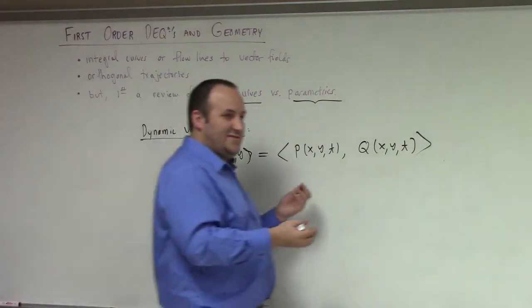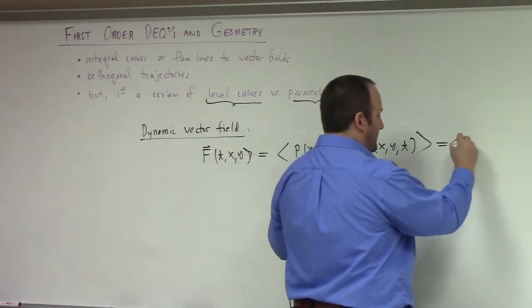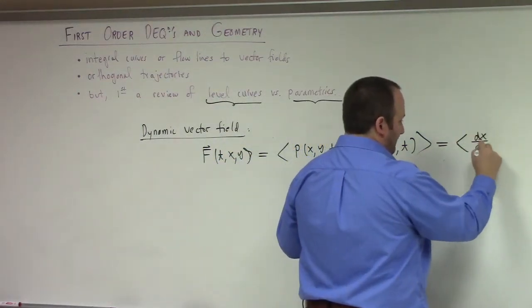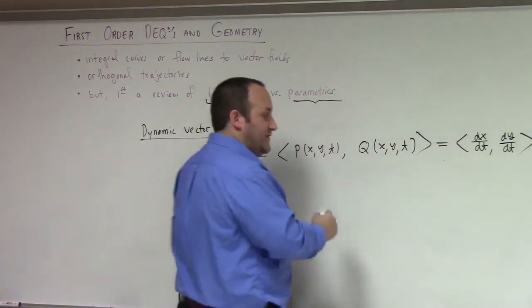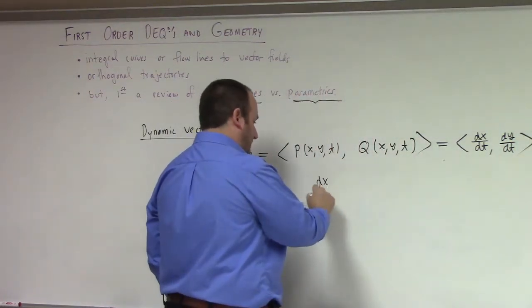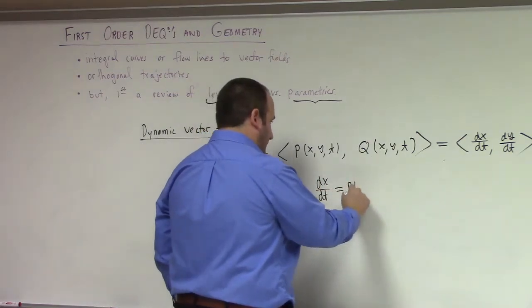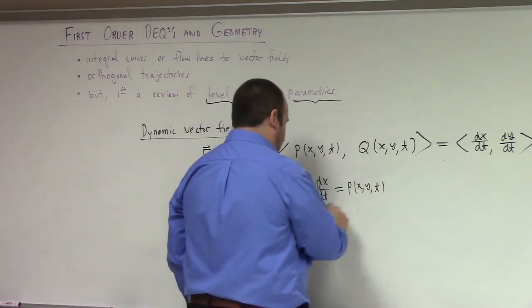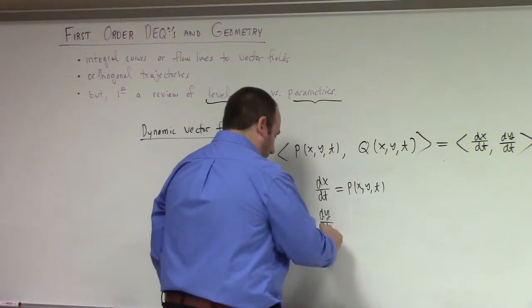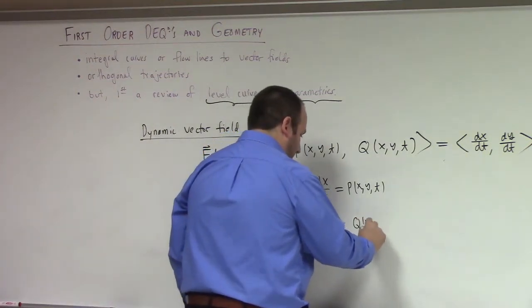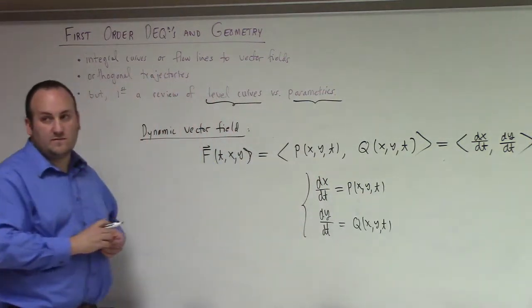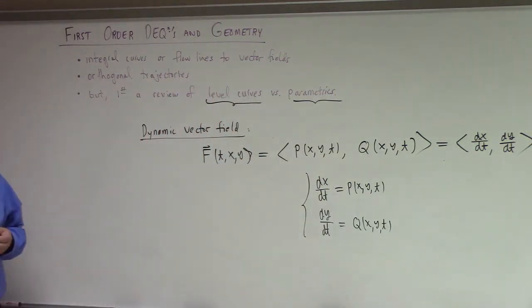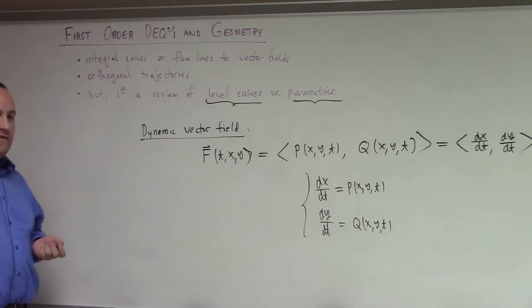But if you wanted to try it, what do you do? Just try to solve this equal to dx dt, dy dt. And the question is, can you solve it? So you'd be trying to solve dx dt equals p of x, y, t, and dy dt equals q of x, y, t. If you could solve this system of two differential equations, then you'd have found the flow lines to this dynamic vector field.